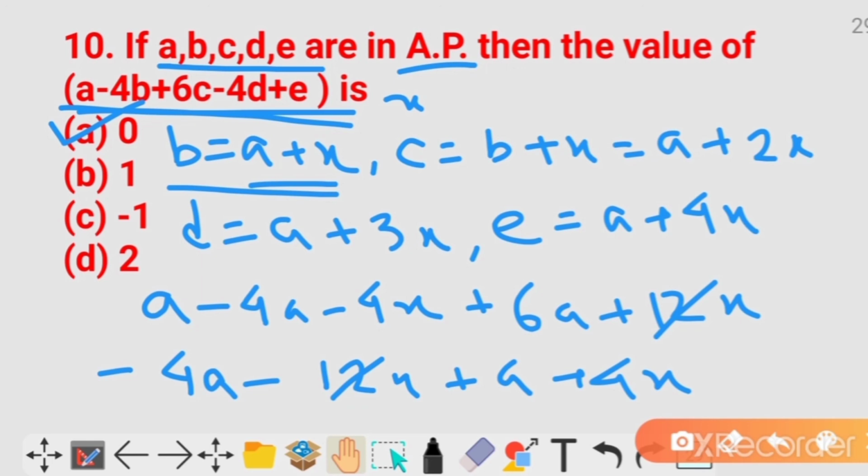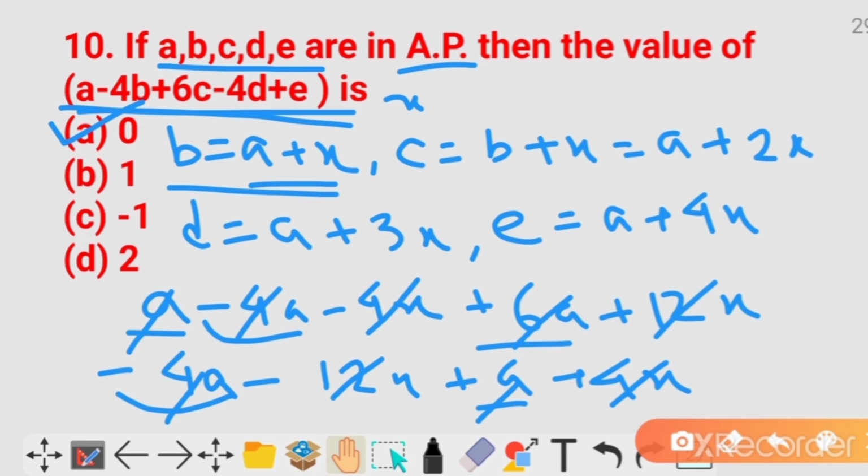Similarly, 6A plus A is equal to 7A, plus A is equal to 8A, and minus 4A and minus 4A is also 8A. So here all the A terms are eliminated, and 4X and minus 4X are also eliminated. So the ultimate answer is 0. So option A is the right answer to this question.